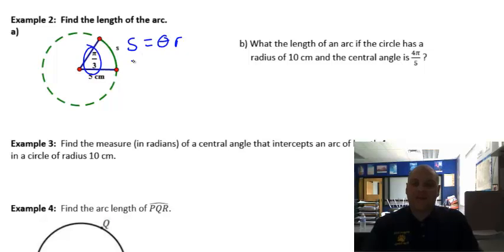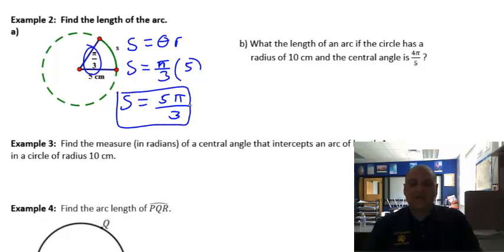S equals theta times R. Theta is the angle, which is pi over 3. That's a pi. And then the radius is 5. So S equals 5 pi over 3, which again is the same answer I got for example 1A because it's the same measurements.